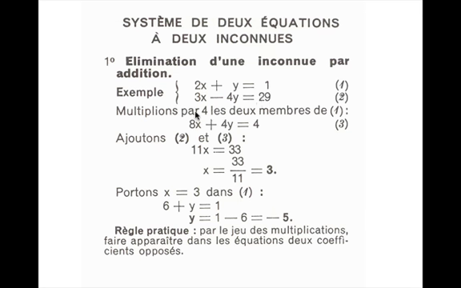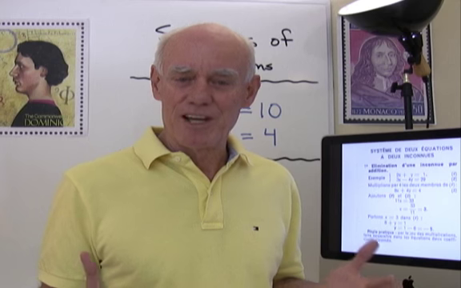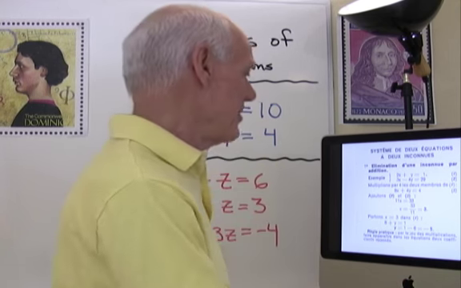So here's an example. 2x plus y equals 1, 3x minus 4y equals 29. It says multiply by 4 the two members of equation 1. So they're going to go up here and multiply this equation, both sides of it, by 4, and they're going to do that so that they can eliminate the variable y. That's why they chose the number 4 to multiply by. So let's go back and see what happens.